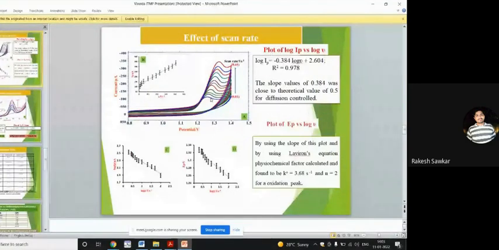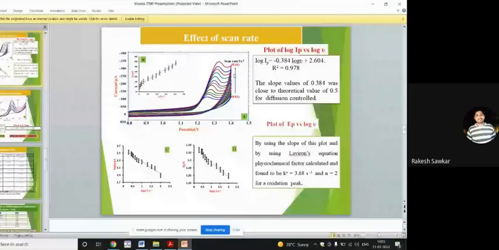The effect of scan rate was also studied. This is the voltammogram of the scan rate varying from 10 millivolt per second to 410 millivolt per second. The plot of Ip versus scan rate gives the linearity of the voltammogram changes.